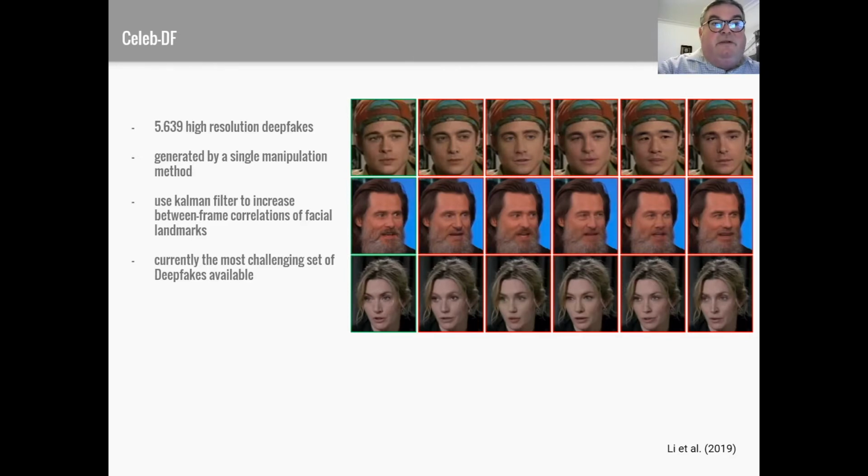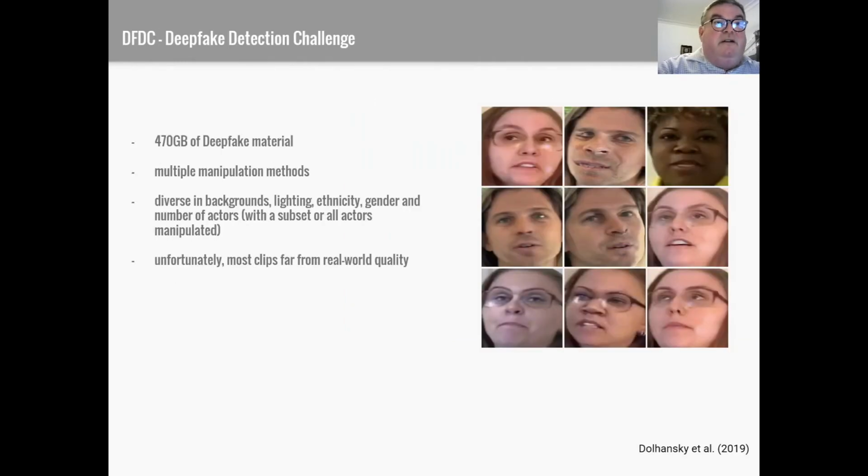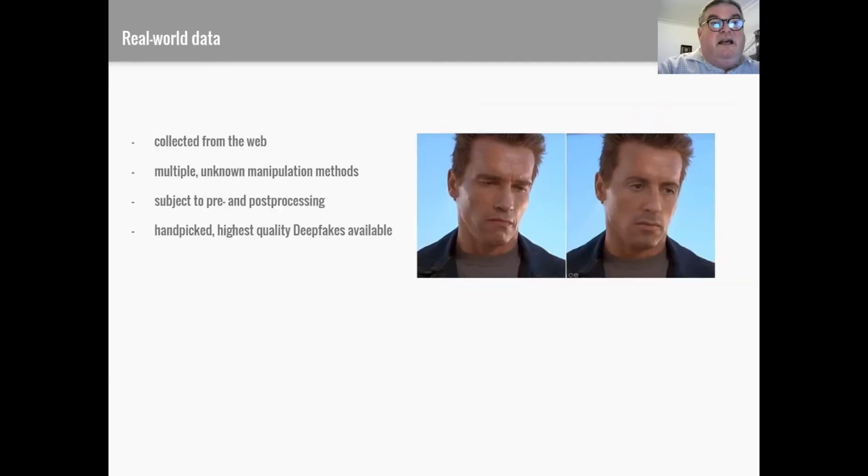There are many databases, so Celeb-DF you might download from the internet. And this is one of the most challenging sets of deepfakes that we saw. The Deepfake Detection Challenge is less real, and of course it's best to have real world data, because that's the kind of data that we also will receive in real cases.